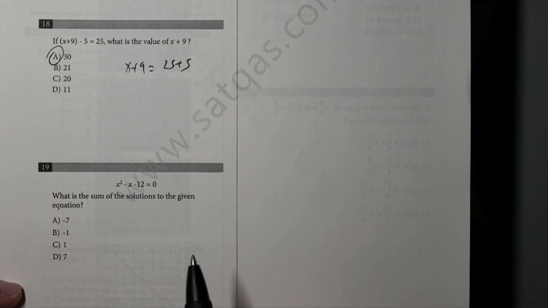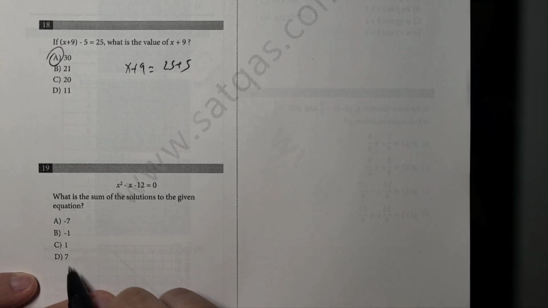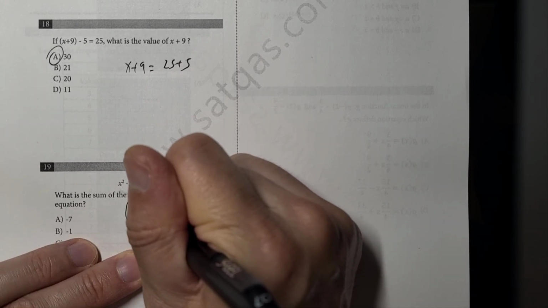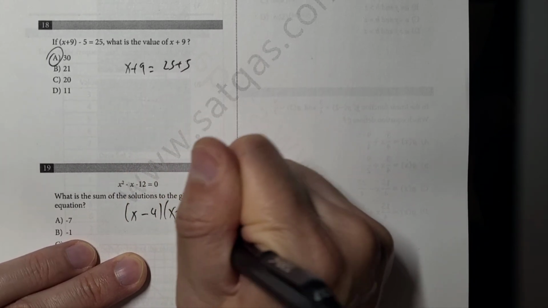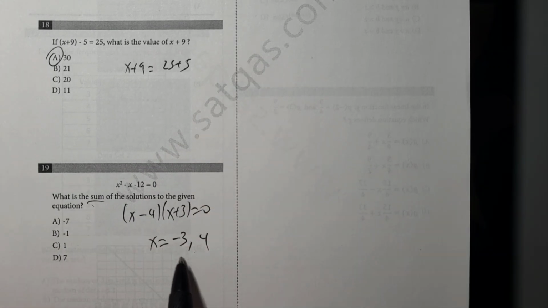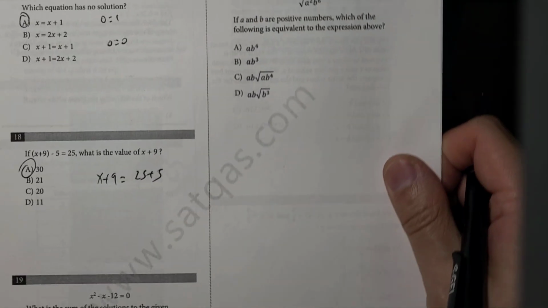What's the sum of the solutions to the given equation? Okay, so this probably is factorable. It's nice numbers, so let's factor it. It's x minus 4, x plus 3 equals 0. So the solutions are x is minus 3 and 4. The sum of them would be 1. 4 minus 3 is 1.